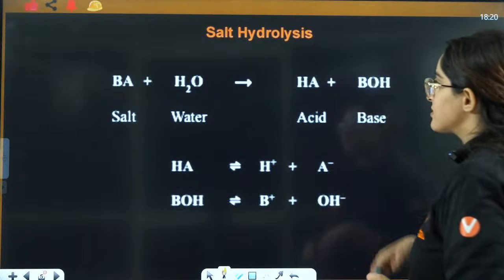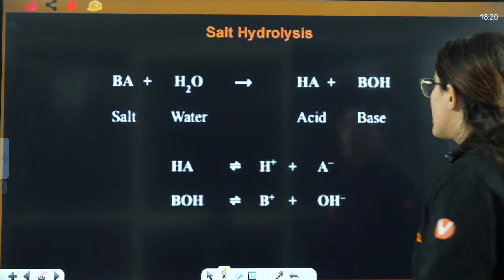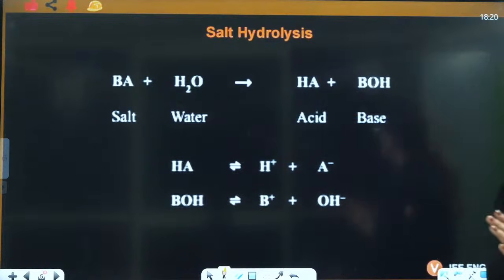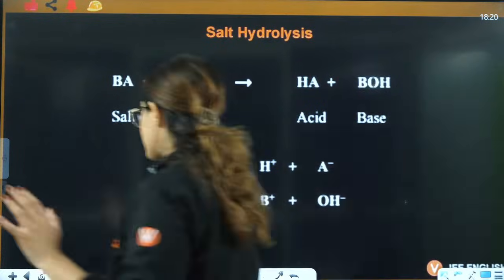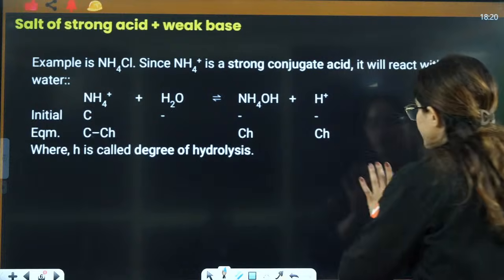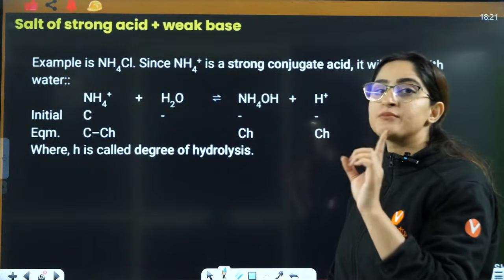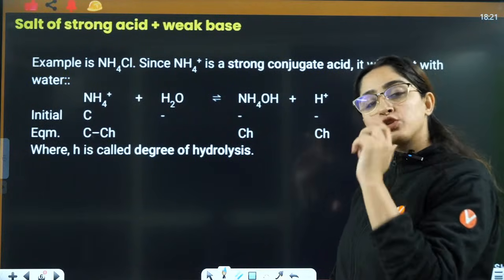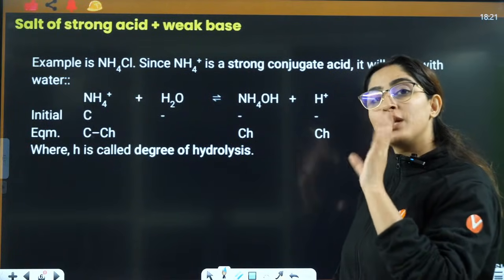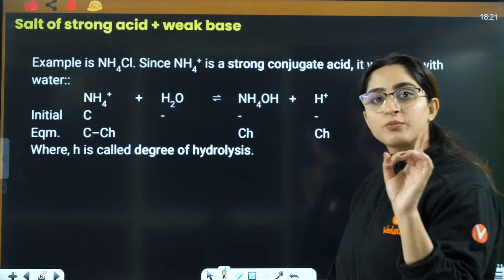Now, let's discuss this one. The salt with water is forming an acid and a base, and we know that this acid and this base are also getting dissociated further in the solution. Now let's take some examples of the cases. The first case is strong acid and weak base. One of them should be weak at least. Both weak will also work, but strong acid and strong base will not work. That salt will never undergo hydrolysis. At least one of them should be weak.